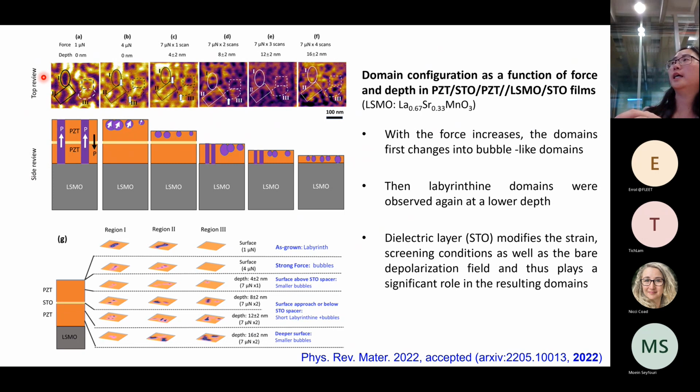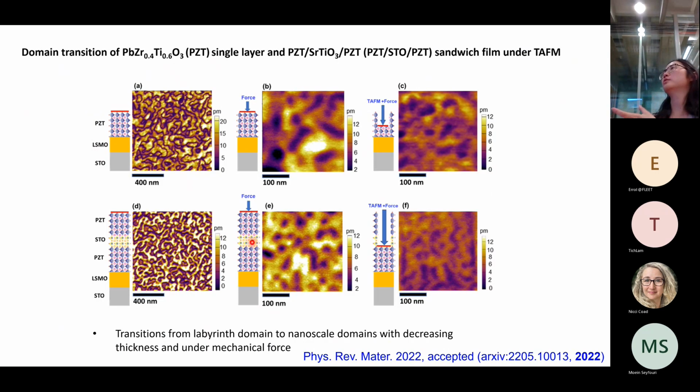So this can be a guideline for us to know at which thickness we can obtain these nanoscale domains. It is very interesting to see whether it can be used as a universal guideline. So I prepared two films, one with this STO spacer and another one without the spacer.